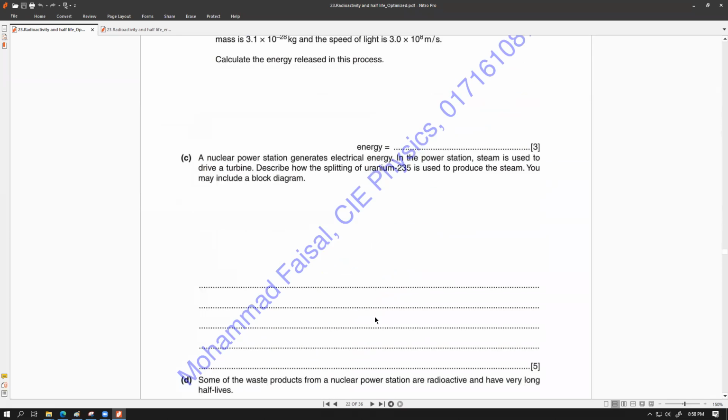Try this one. 5 mark question. I taught this to you in a lot of detail. Think about what kind of block diagram you're going to give. Think about the description you're going to write so that your answer would be sufficient for a 5 mark answer.